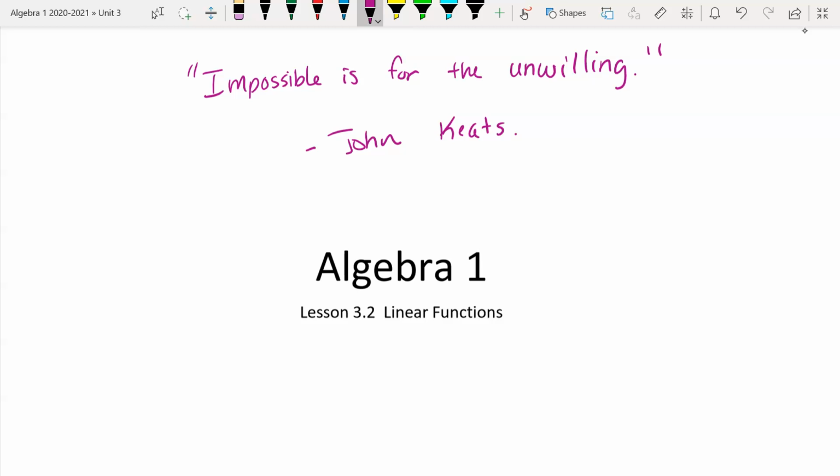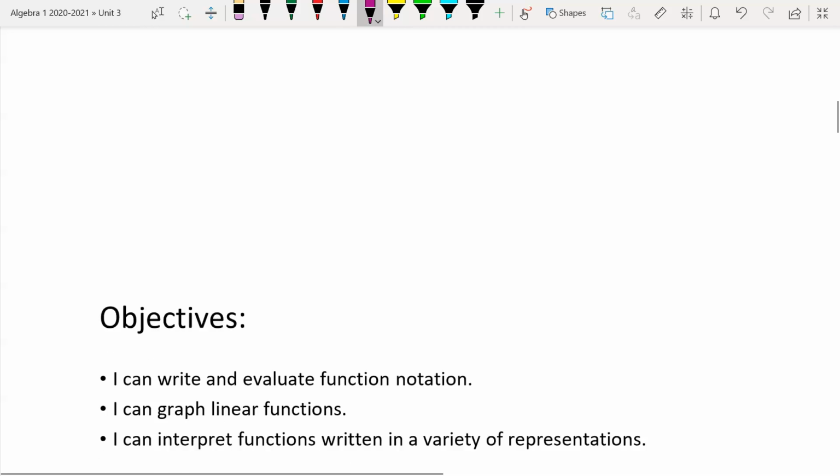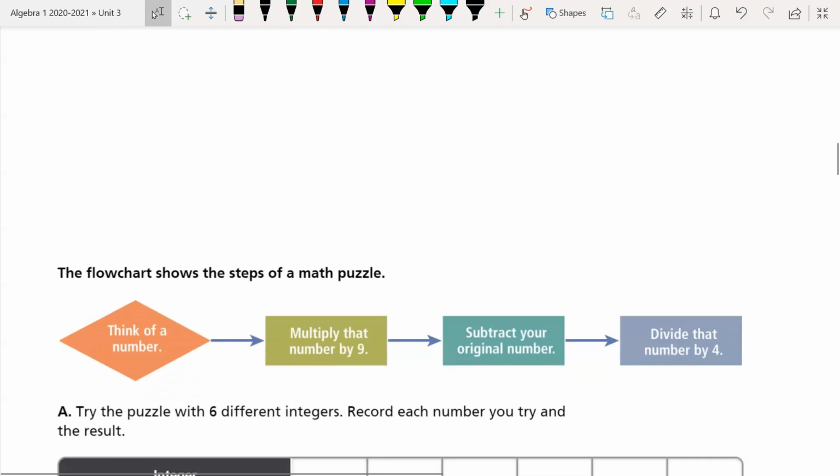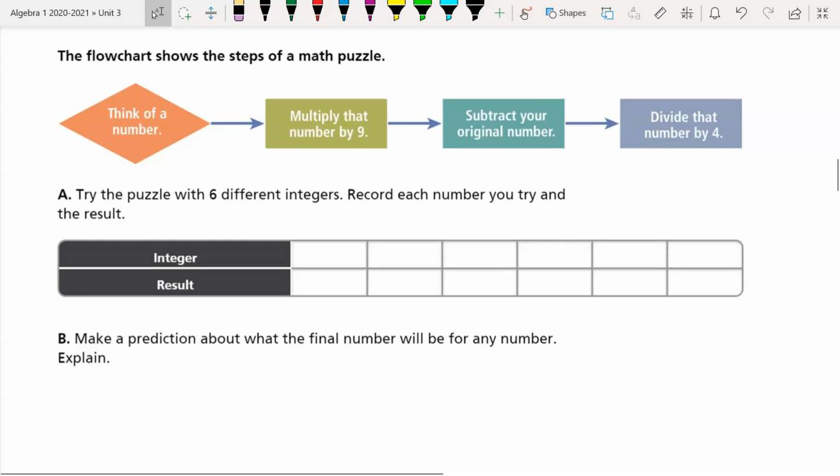All right, like I said, we're going to do 3.2 linear functions. The objectives for today, we're going to write and evaluate function notation. We're going to graph linear functions, and we're going to interpret functions written in a variety of representations. So the first thing is just something to kind of think about.